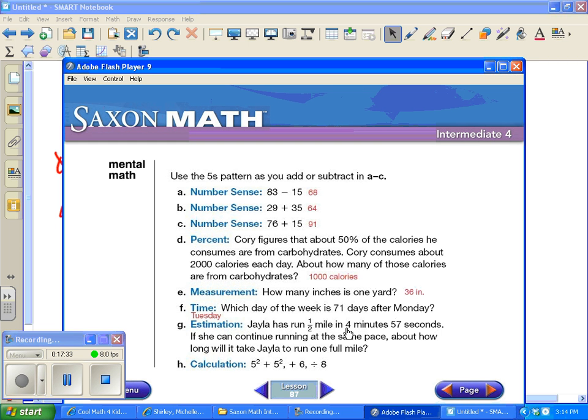Estimation. Jayla has run a half a mile in 4 minutes 57 seconds. If she can continue running at the same pace, about how long will it take Jayla to run 1 full mile? So we would double this, right? She's only 3 seconds away from hitting the 5-minute mark. So if we do 5 minutes plus 5 minutes, that would be 10 minutes.